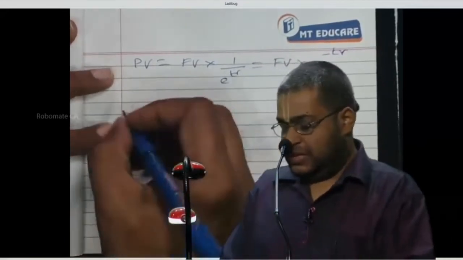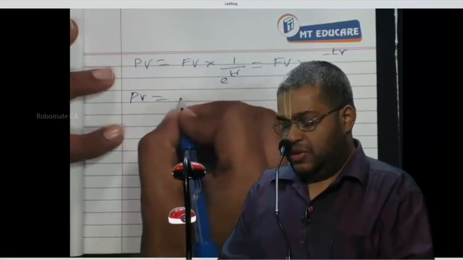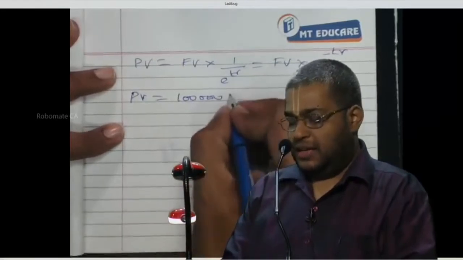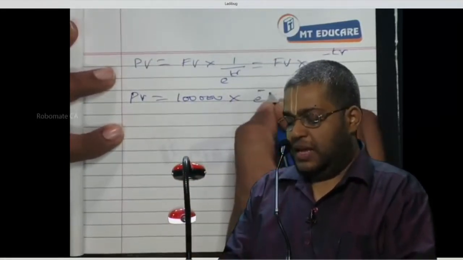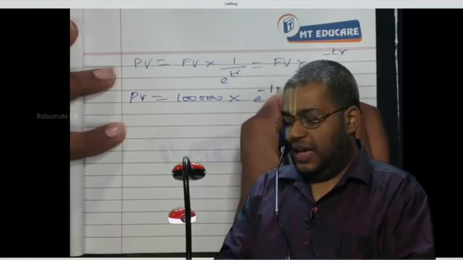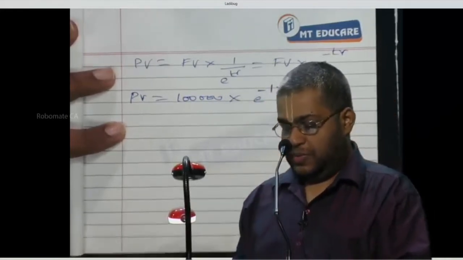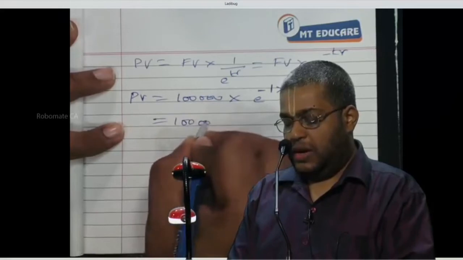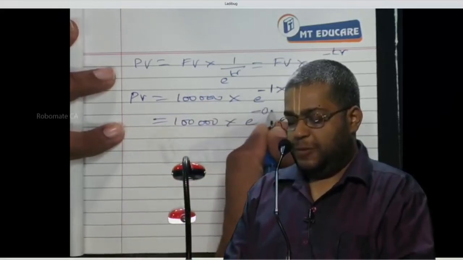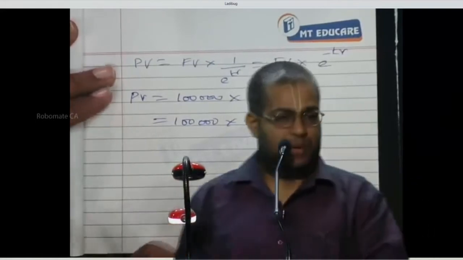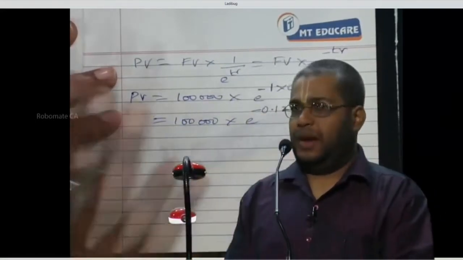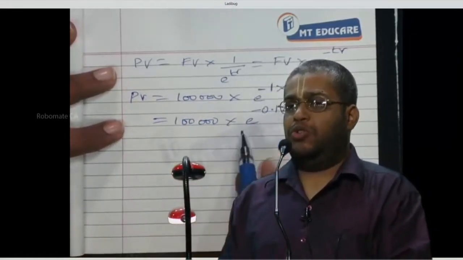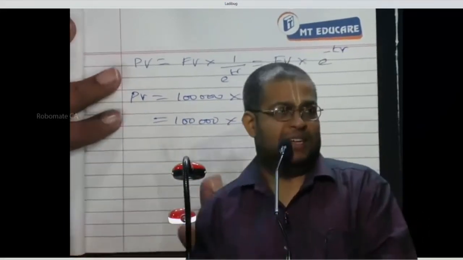Now, let us substitute the numbers. Present value is equal to, what is the future value? How much maturity amount do I want? 1 lakh. 1 lakh into e power minus, what is t? 1 year, into r, which is 0.12. So 1 lakh into e power minus 0.12. Everybody understood or not? Don't ask me how to find e power minus 0.12. Find e power 0.12 and then inverse it. Right or not?